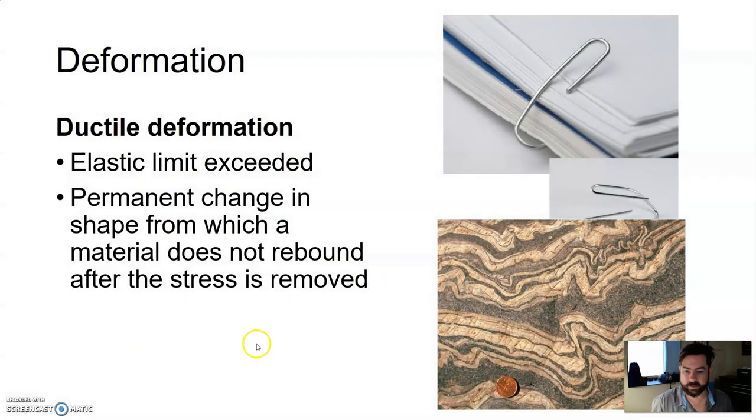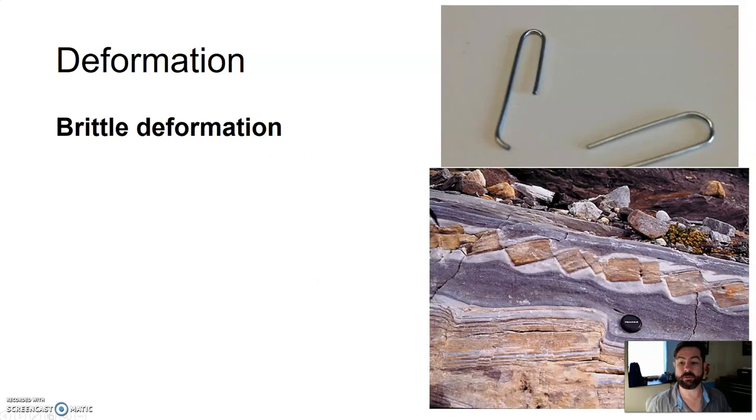And then you can see in this rock how it's kind of been squished and folded up. That is ductile deformation. These layers have been folded up a little bit. They haven't broken. They've just kind of been squished. Ductile deformation. And then we have one more, brittle deformation.